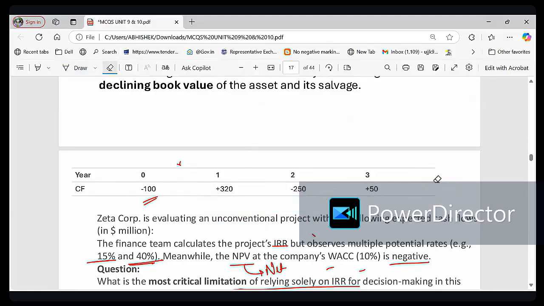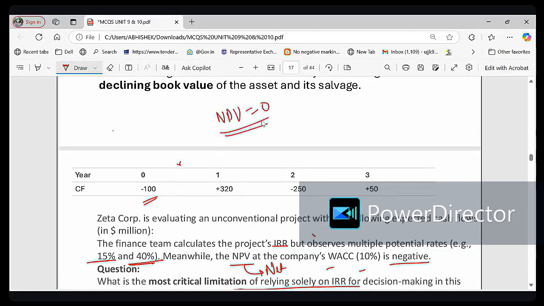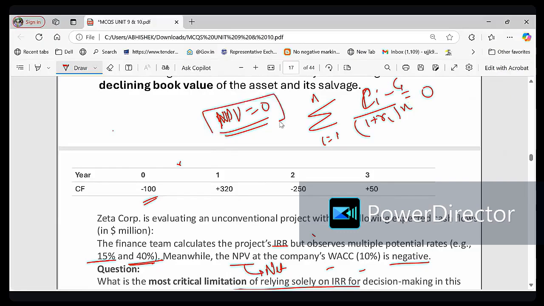So internal rate of return means what? Internal rate of return is a way of calculating the investment return, right? So what you do, you equate NPV to zero. NPV is the net present value. How to calculate the NPV? It is nothing but the summation of Ci upon (1 plus r) to the power i, for i equal to 1 to n, minus C0 equal to 0. So we will discuss later how to calculate the NPV. So you equate NPV to 0, and the corresponding rate of return is called the internal rate of return.